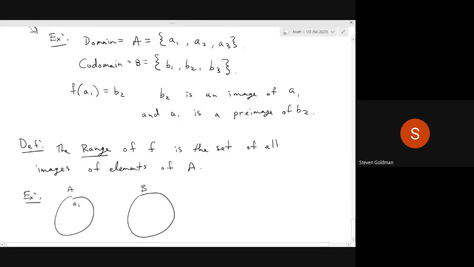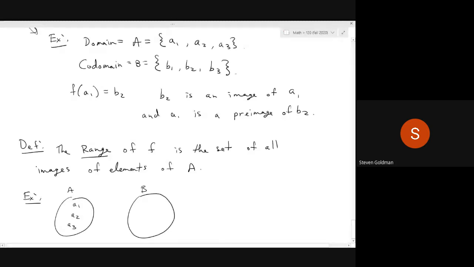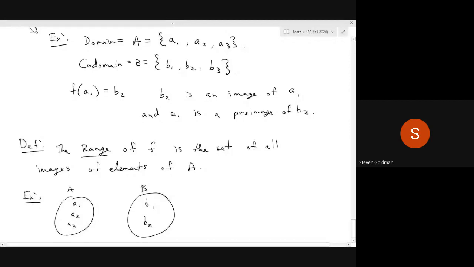Okay, so let's do a couple of examples here where we'll demonstrate these different definitions. First of all, let's look at this one. Let's say I have a set A and a set B. A has 3 elements, A1, A2, A3. B has 2 elements, B1 and B2. A1 is assigned B1, A2 is assigned B2, A3 is not assigned anything from B. First question, is this a function? Yes or no? Is this a function?